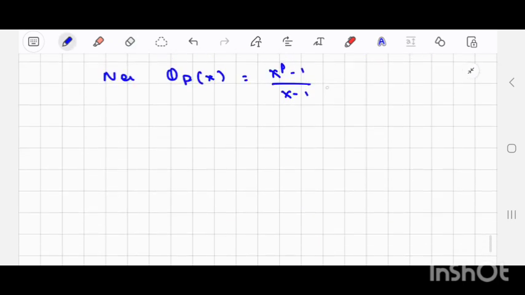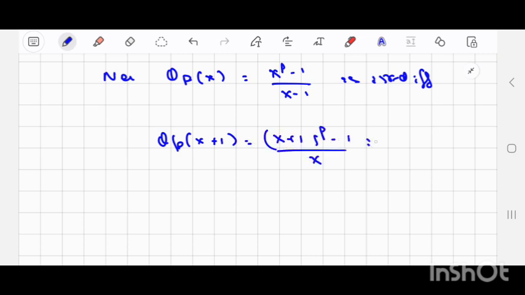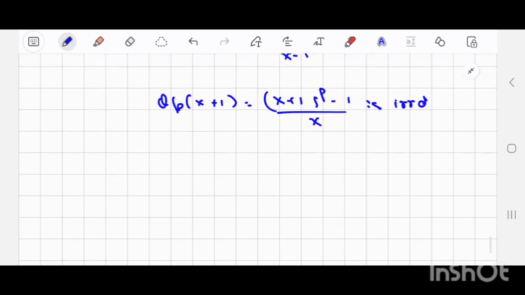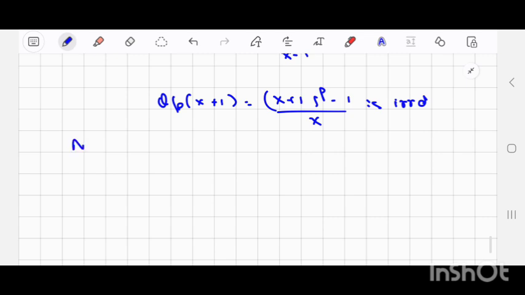So phi p of x, x to the power p minus 1 by x minus 1, is irreducible if and only if phi p of x plus 1, which is x plus 1 to the power p minus 1 by x, is irreducible. Now this can be written in a very simple way. x plus 1 to the power p minus 1 is x to the power p plus some elements, all of which will have coefficients a multiple of p, because we will have the binomial coefficients in terms of p.